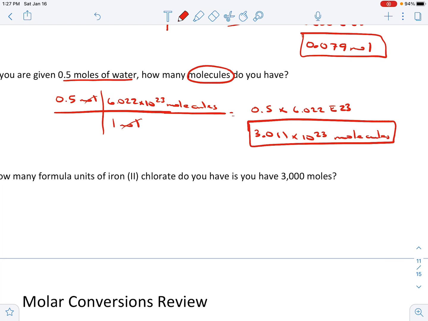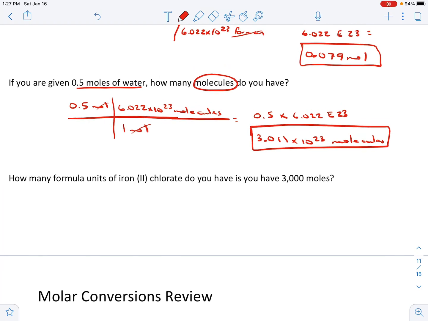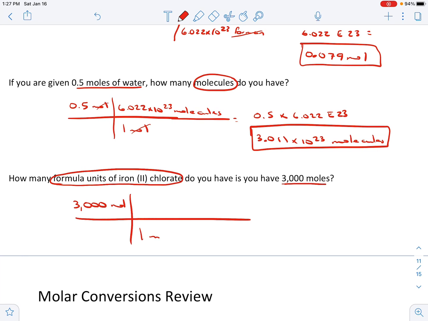Okay, let's try one more. How many formula units? We're looking for formula units. And we have 3,000 moles. So on our T-chart, we're going to start with 3,000 moles. Then we put 1 mole down on the bottom. And we have 6.022 times 10 to the 23rd formula units.